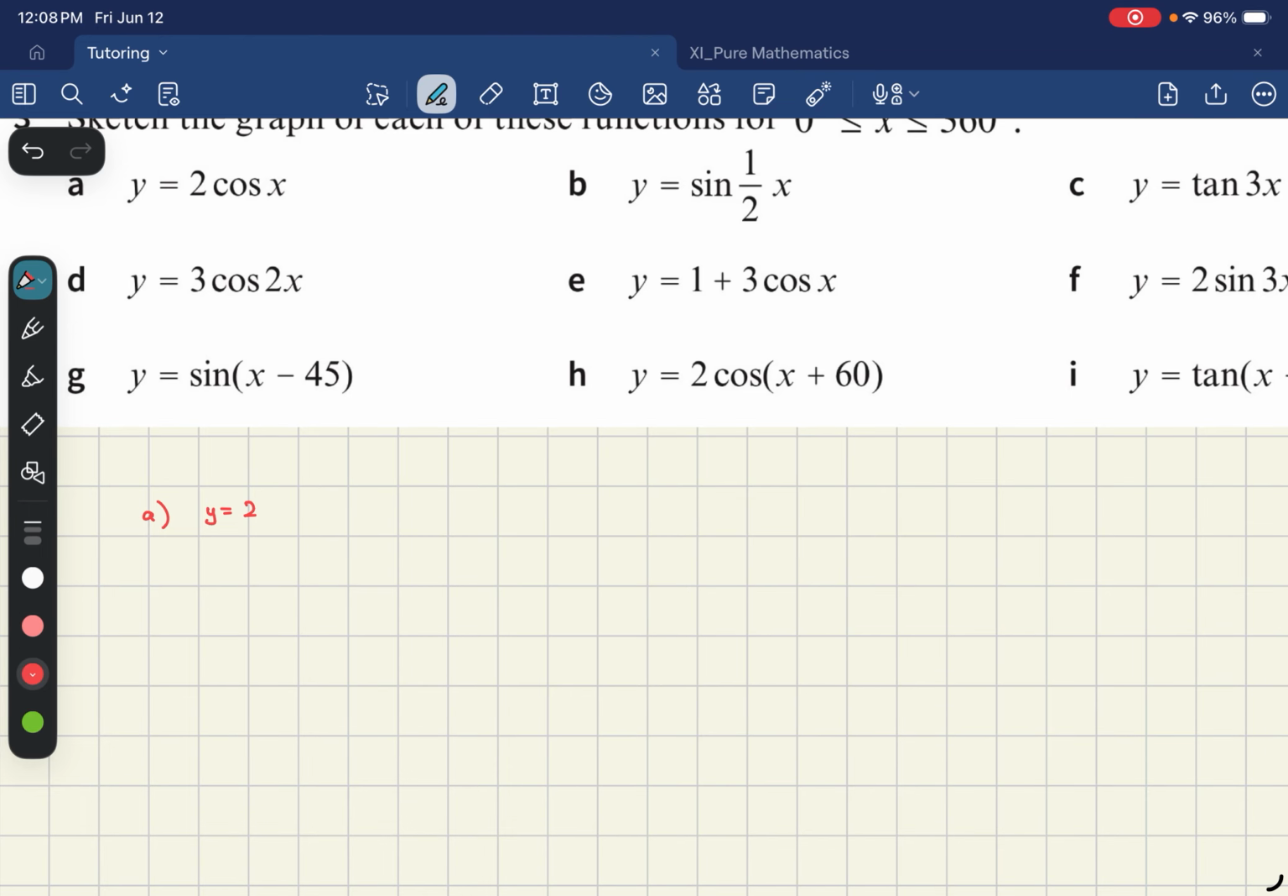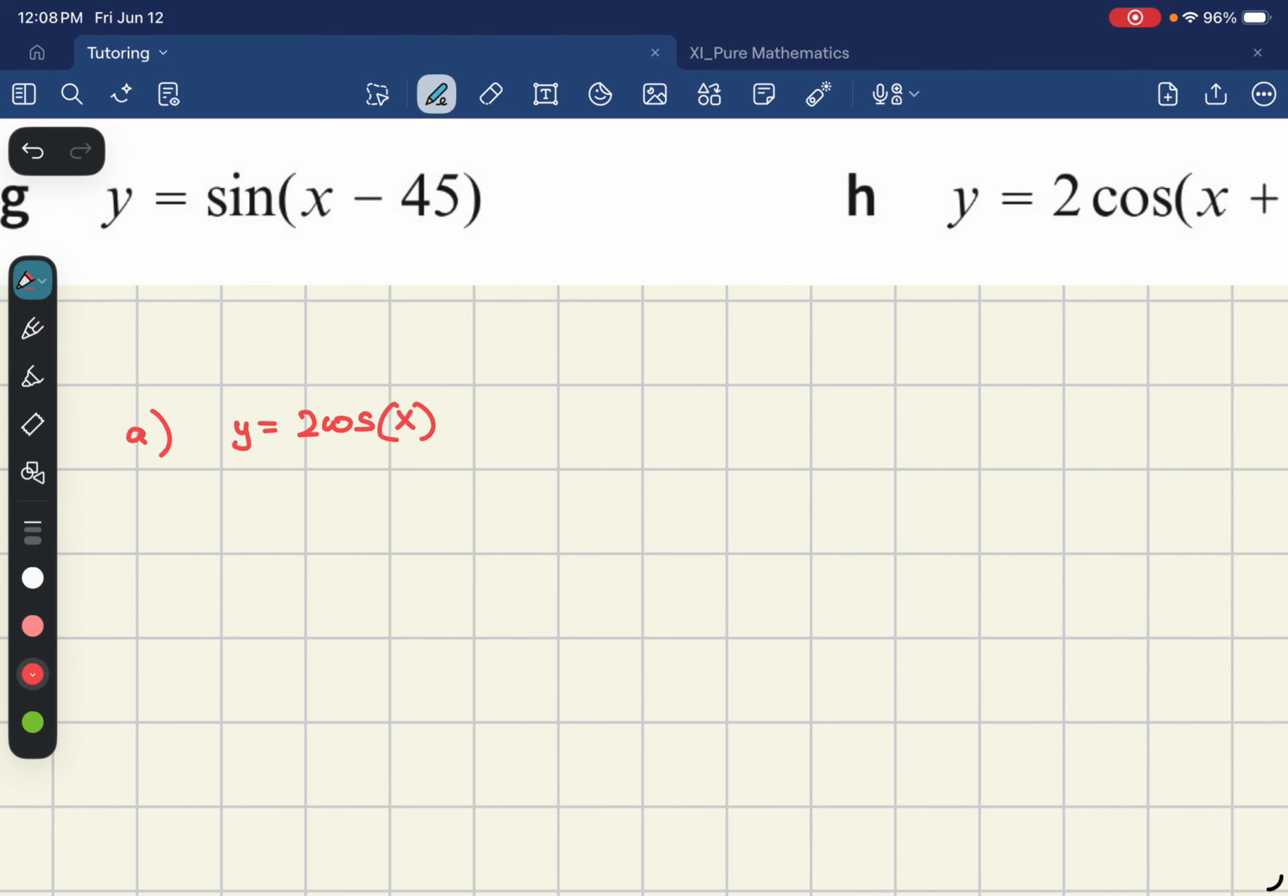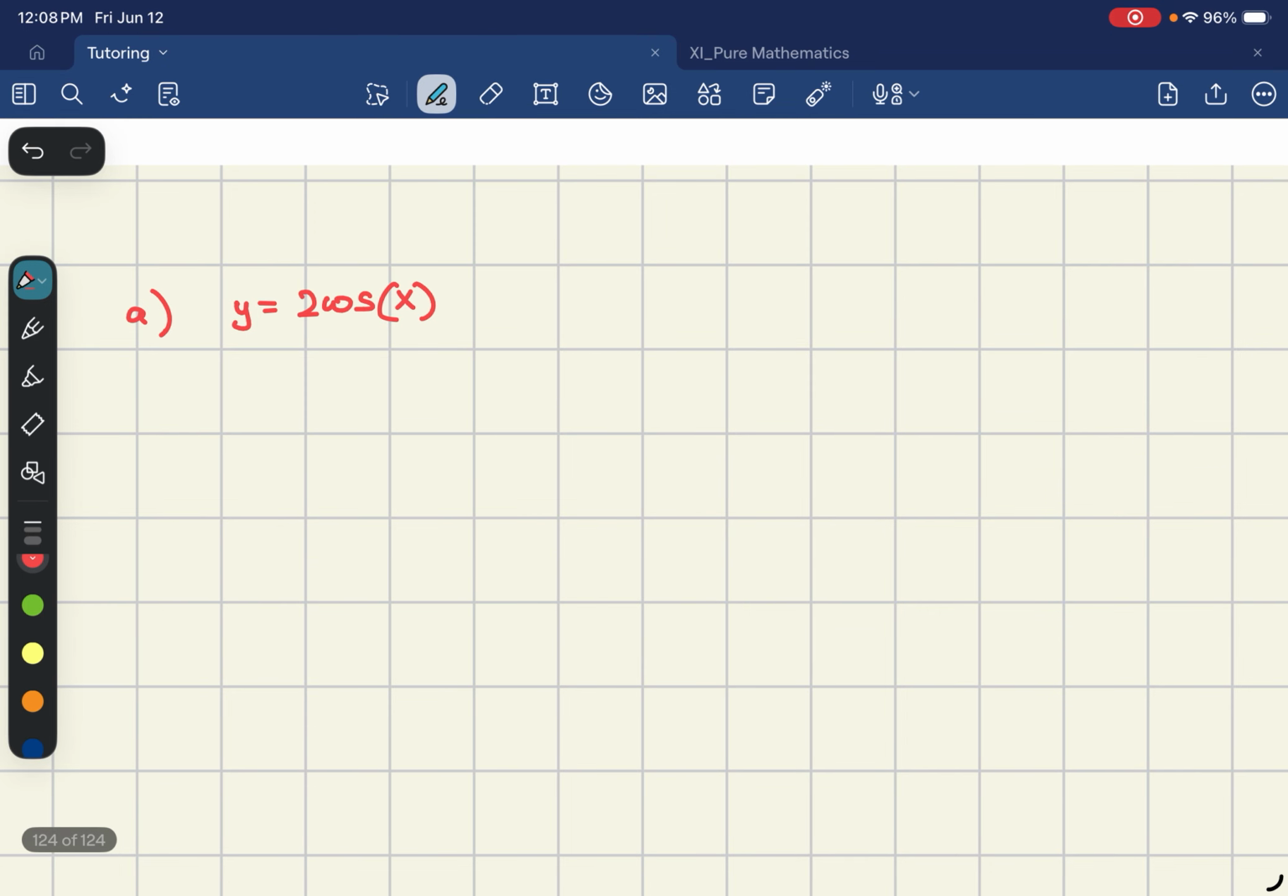So suppose you have something like y is equal to 2 cosine of x. Alright, so how do you draw this? Well, first of all, if you have something like this, first look at this part. What does this tell you about the phase shift? There is no phase shift because there is no plus or minus phi, right? There is no phase shift. So that means there is no horizontal translation.